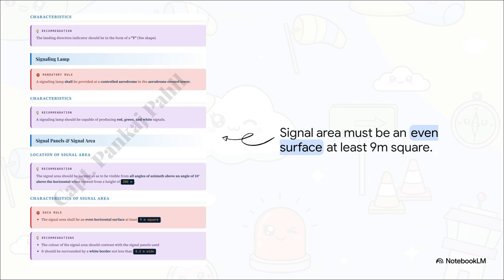Moving right along to the signal area. Now, pay close attention to this critical safety limitation. The signal area must be a perfectly even horizontal surface, and it has to be at least 9 meters square. It can't just casually blend into the surrounding grass either. It strictly must be surrounded by a white border not less than 0.3 meters wide, and the color of the area itself has to sharply contrast with the signal panels used inside it. Why so specific? Well, it ensures that even if you're 300 meters up, looking down at a shallow 10-degree angle, you can still clearly and quickly interpret those ground signals.